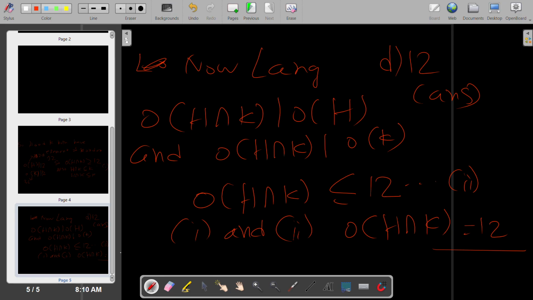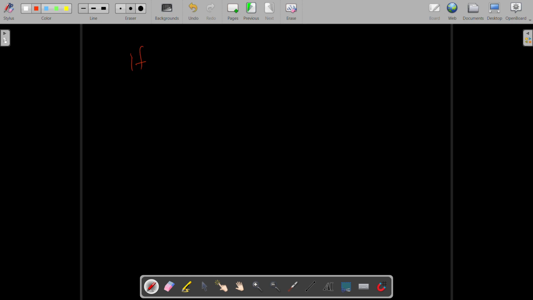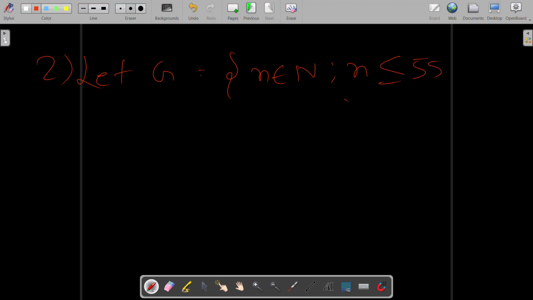Next problem. Problem 2: let G be the set of n such that n belongs to N, n is less than or equal to 55, and GCD of n, 55 is equal to 1. This is a question from 2019.